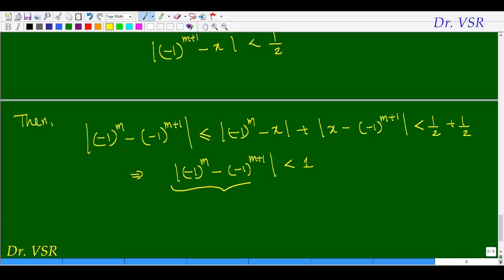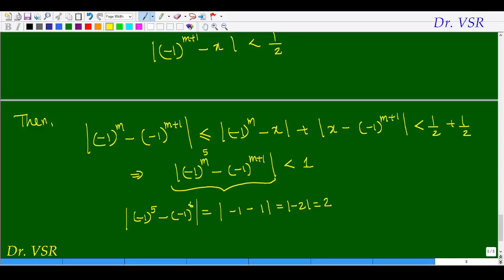But what is the length of this? Suppose m is odd. For example, take m as 5. Then we get (-1)^5 minus (-1)^(5+1), that is (-1)^5 is -1, and (-1)^6 is 1. So this is equal to modulus of -2, that is equal to 2.